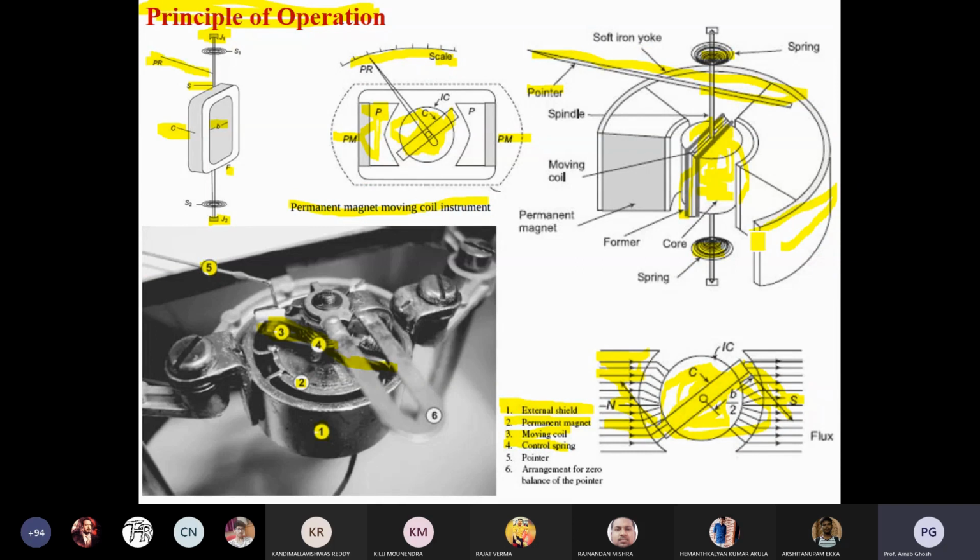Then springs are there on both sides. Basically this pivot jewel joining means a bearing, it will be fixing up the terminals. Both terminals are needle shaped. That is connected, means holding up the system. So the pivot jewel bearing is holding up the entire system in the instrument box.